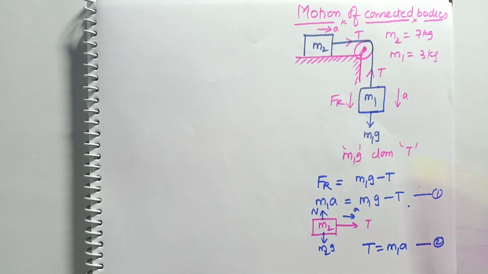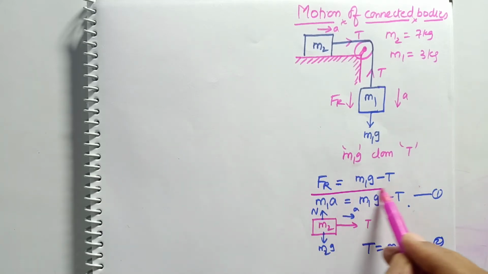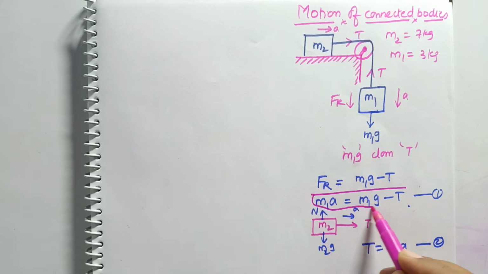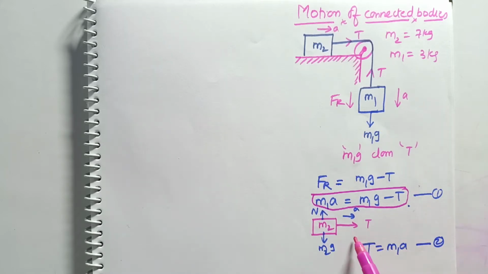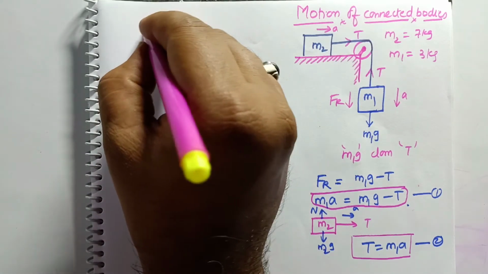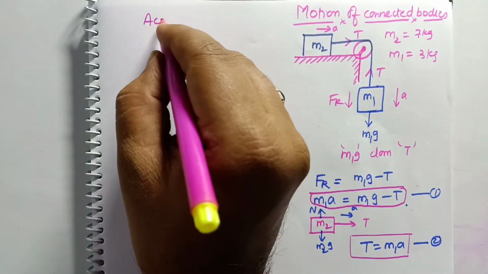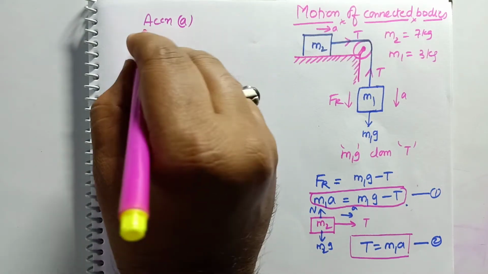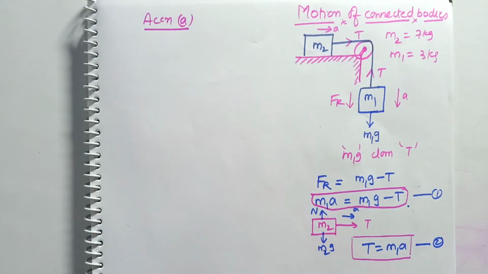Okay, so let me draw separately and make one small separate equation here. So this is going to be equation number 1 and this is going to be equation number 2. Once you have got these two equations, then we can find out the acceleration of a block. So how are you going to find out the acceleration of a block? Here we'll discuss how to find it. What are you going to do here?